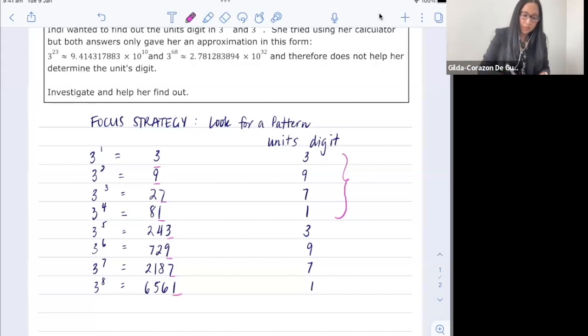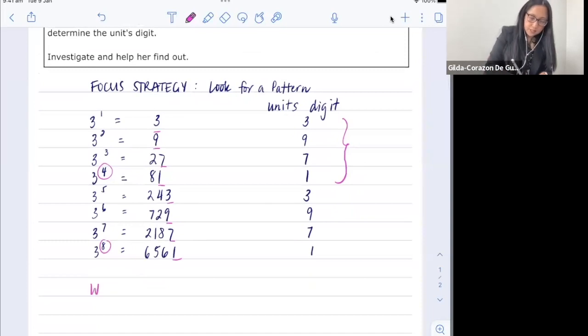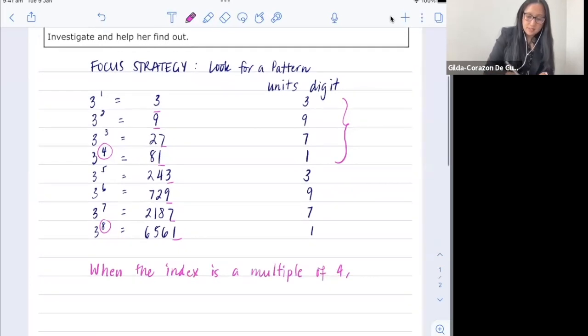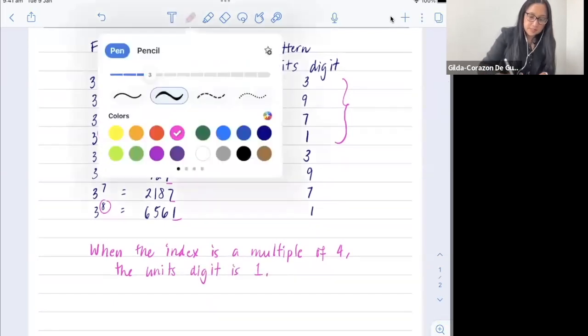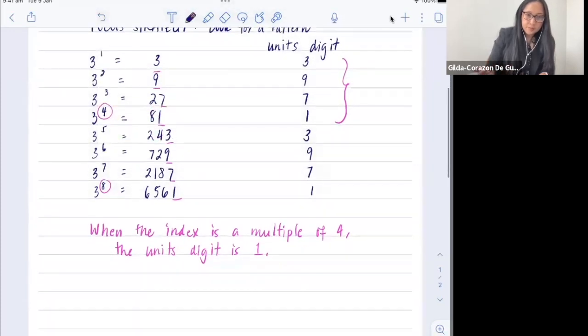Well, what we do know is that we can call this what? The 4 and the 8, those are multiples of 4. So then maybe what you could write down is, when the index is a multiple of 4, what happens? The units digit is 1, right?